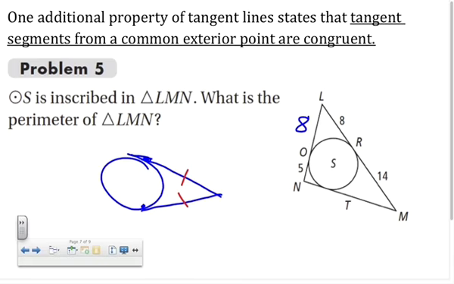So, Benjamin, what do you see? The length of NT will be 5. And someone else, the length of MT will be 14. And since this problem is asking me for the perimeter of the triangle, all I have to do is add everything all the way around. So that's 16, 30, 40, 54 units.